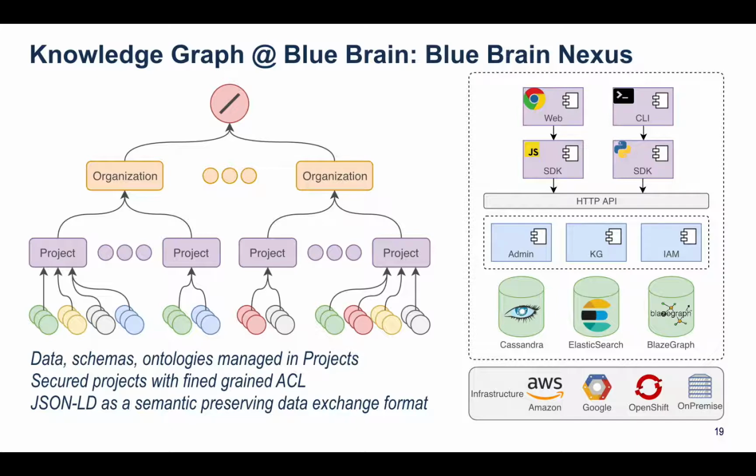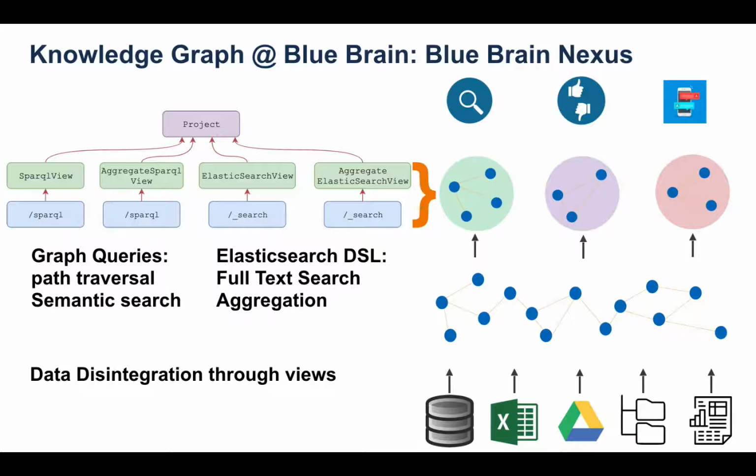So inside KG, the data is bucketed through organization, and then project, and inside project you have data, schema, ontologies, protected by ACLs, and we use JSON-LD as data exchange format. So this is typically what we have. So if I look closely at the views, for Elasticsearch, for example, we have 2 views. Elasticsearch, where we expose just the search endpoint. So you don't have access from outside to the write endpoints because the system manages it for you, I would say, but you could search and get results from that.